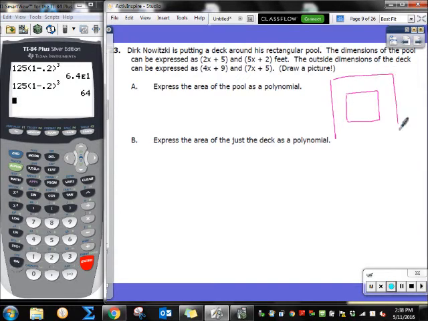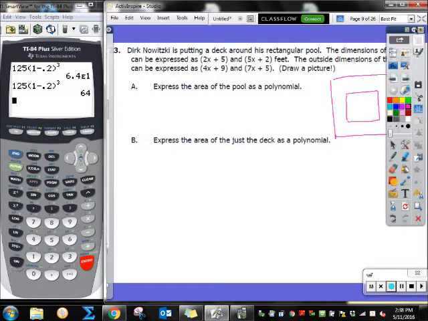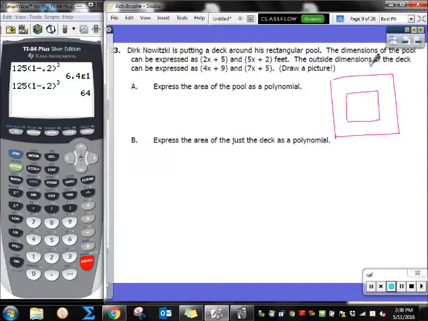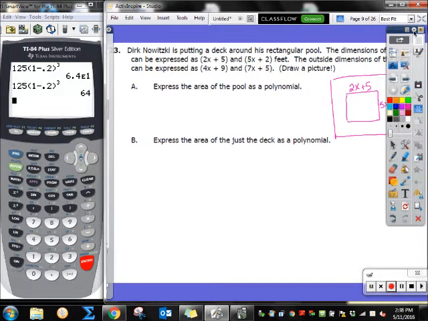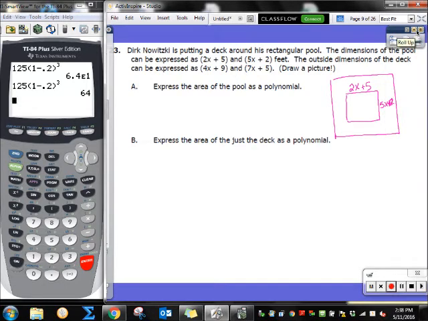Here's the deck around the pool. Now I'm going to write the dimensions from the problem. So the dimensions of the pool can be expressed by 2x plus 5 and 5x plus 2. Then the outside dimensions are 4x plus 9 and 7x plus 5.